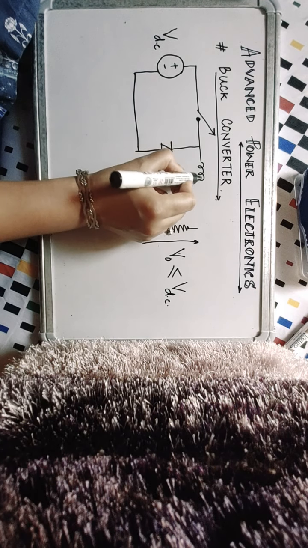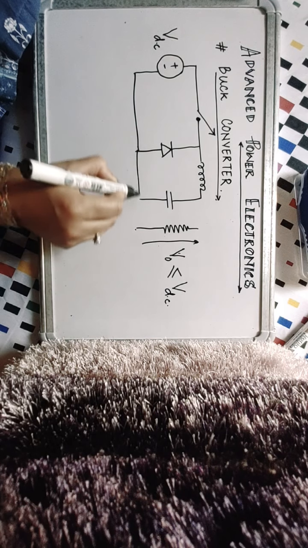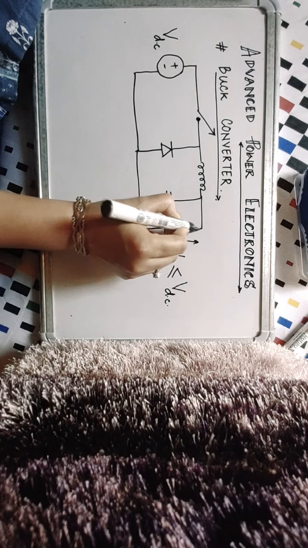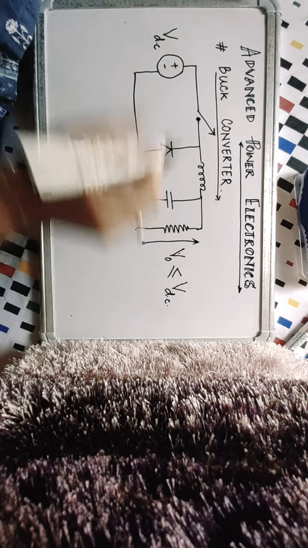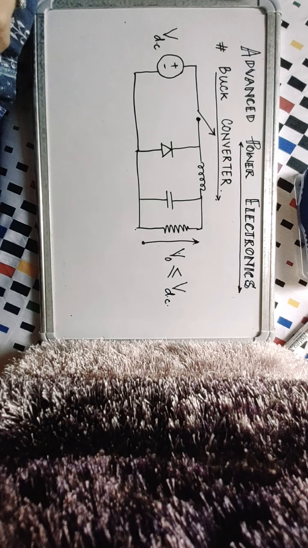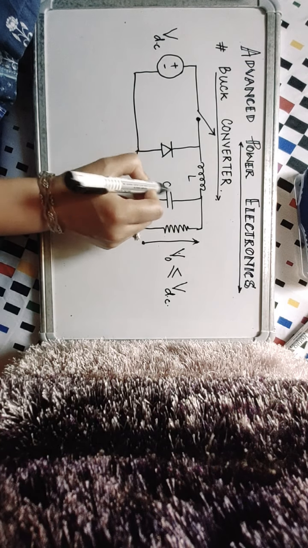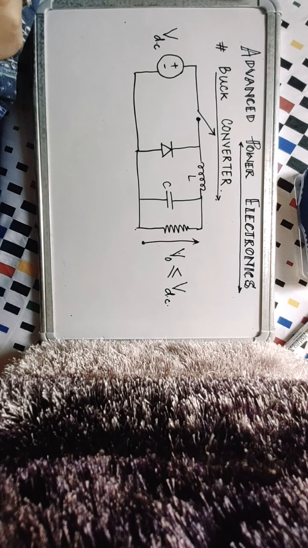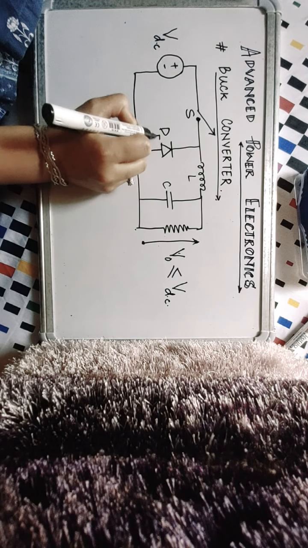And you have L and C, which are not necessarily present in a buck converter circuit, but in power supply applications they will almost always be present to ensure a ripple free smooth output. So you have some inductance, some capacitance on the load side in the form of an output filter, and you have some power electronics devices, a switch and a fast recovery diode.